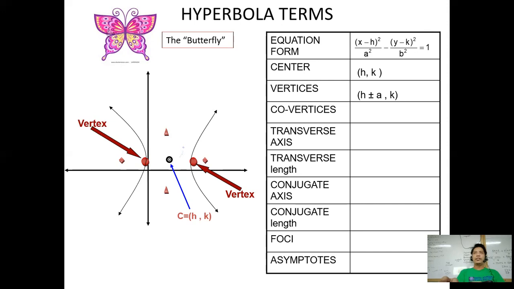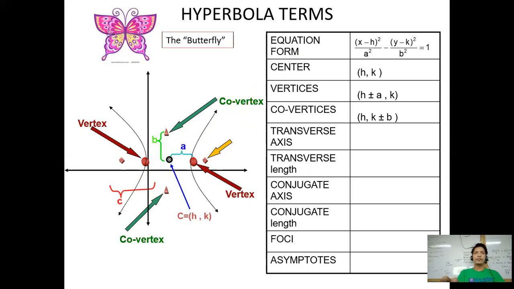Vertex. So yung mga vertex natin, meron din tayong tinatawag na co-vertex. So yung distance mula dun sa ating center, dun sa ating vertices, ayun po yung tinatawag nating A. Samantala, yung distance naman ng ating center dun sa ating co-vertex, yun naman po yung letter B natin. So may formula po tayong ginagamit doon, H, K plus or minus B, kasi meron siyang up and meron siyang down. Same thing with the vertices, meron din siyang left and right.